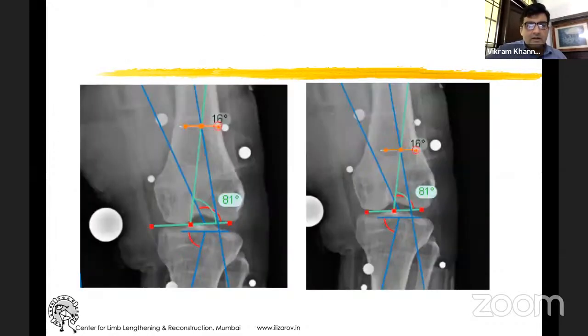Thank you. This is the image which I added. On the left, we see that if we do the planning with the anatomical axis and keep that axis medial to the notch, then the osteotomy CORA is at a higher level as compared to the CORA if we keep it through the notch. Thank you, sir.